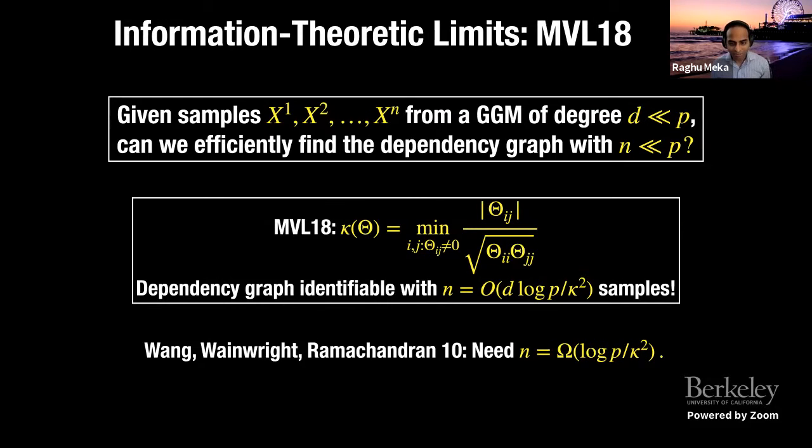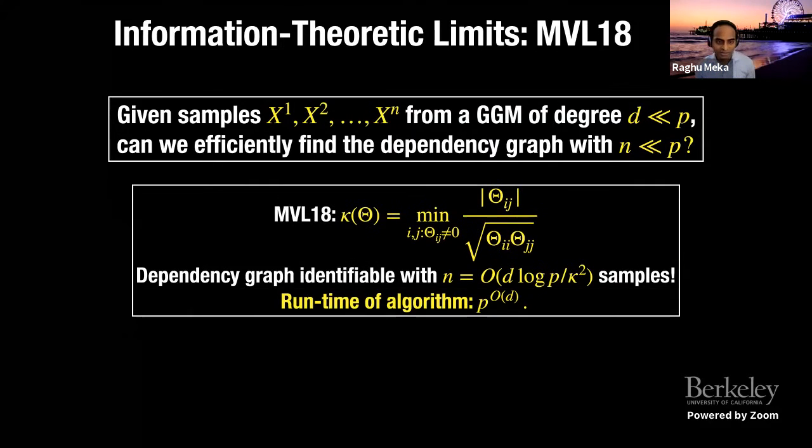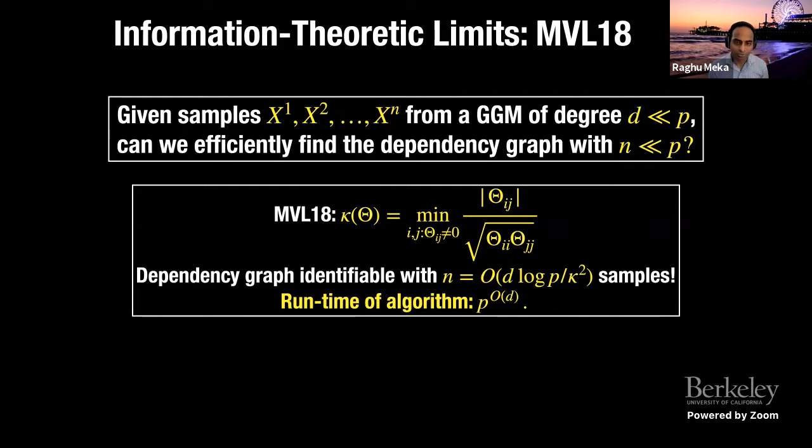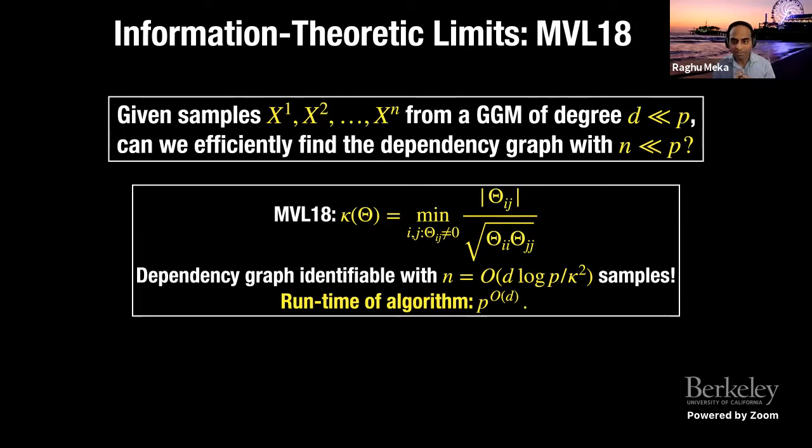So this seems very good. It seems like the problem is completely solved, but there's one caveat. And this caveat is that this work of Mossel, Bresler, and Mossel, the way it works essentially is to do some kind of brute force search on potential neighborhoods. So the runtime of the algorithm that they give is p to the O of d. So for each vertex, you look at all possible d neighborhoods and then check if that's the right neighborhood. So as a result, the runtime scales exponentially with the dimension.